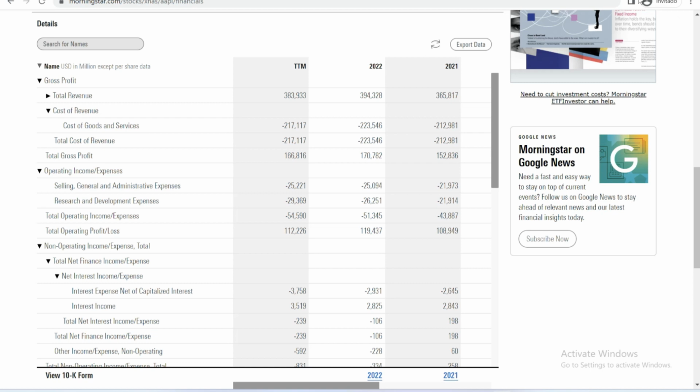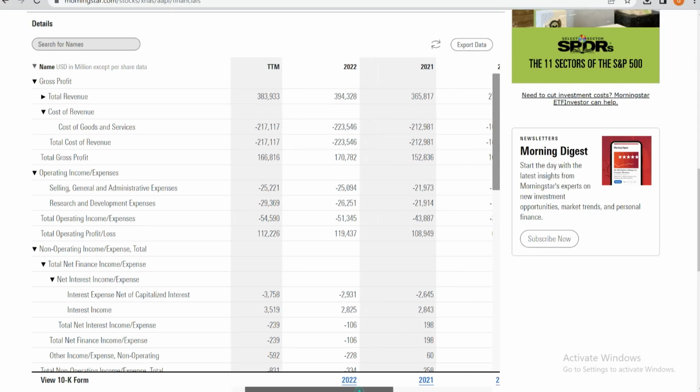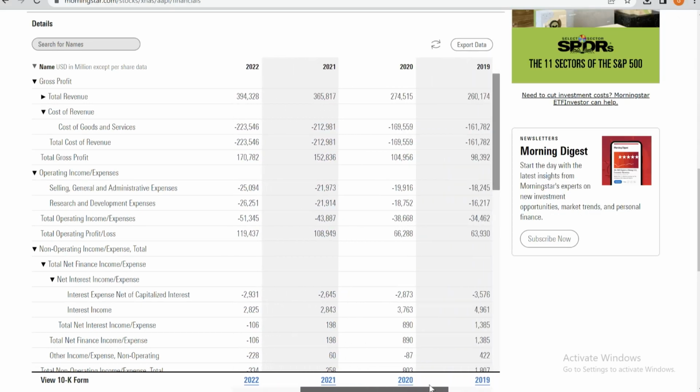For Apple, the gross margin this year is 43%. And when you do the same calculation for previous years, you'll notice it's been increasing over time, which is great. And operating margin is currently at 29%, which has also increased year after year, with the exception of the last 12 months where it decreased, but not significantly.